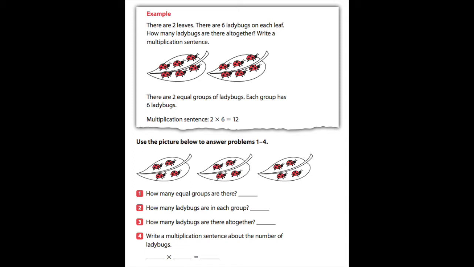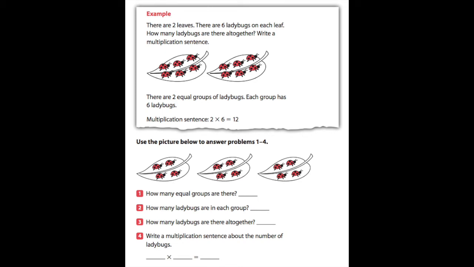So what they'd like you to do on this is they want you to use the picture below, so the second picture down there with the 3 leaves, and they want you to answer problems 1 through 4. Okay, so on your piece of paper at home, you're gonna write today's date, and you're gonna write question 1. You don't have to write out the question if you don't want to. If you want to, you can. You can draw the picture of the ladybugs and the leaves on your paper if you'd like to, and then you can answer your questions.